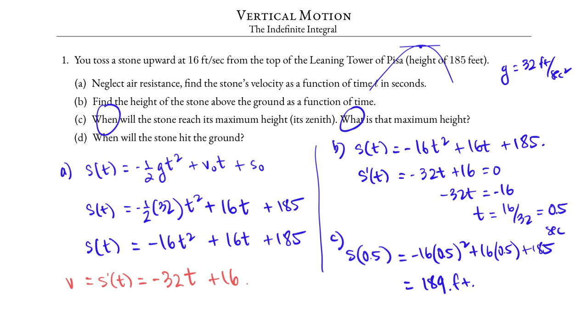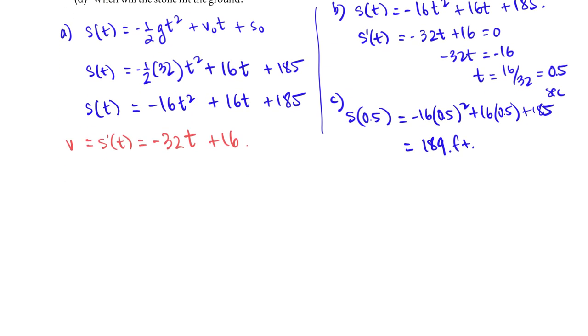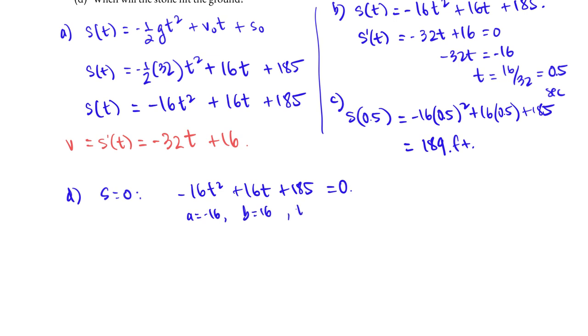Lastly, when will the stone hit the ground? The stone will hit the ground when the position is 0, when the height is 0. And so we set the position function negative 16t squared plus 16t plus 185 equal to 0. Since the numbers are quite big, we're not going to factor this, but we're going to use the quadratic formula with a equals negative 16, b equals 16, and c equals 185.